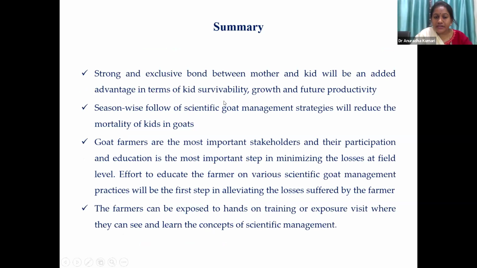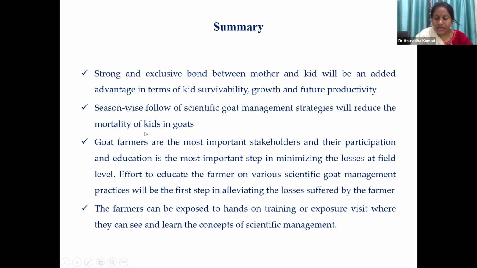Next to that, strong and exclusive bonding, which is a most important factor that we have discussed, gives an advantage in terms of survivability of the kid. We should do season-wise management to prevent kid mortality.